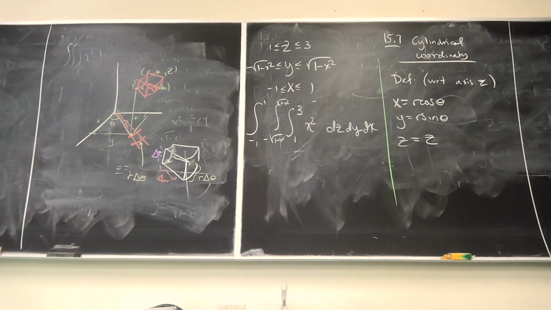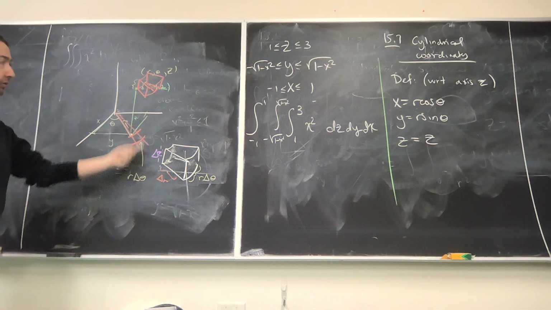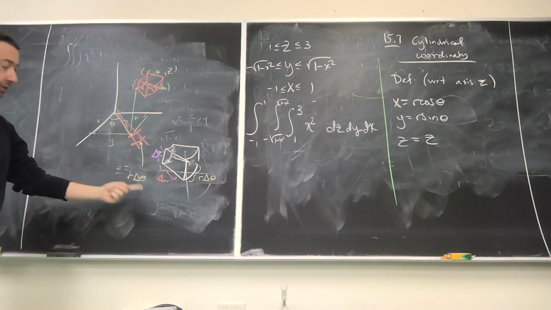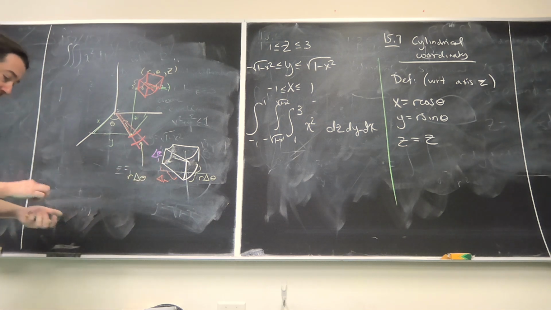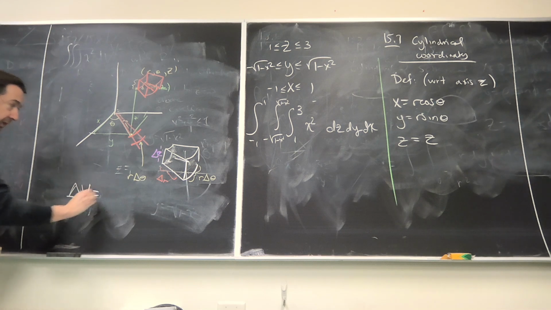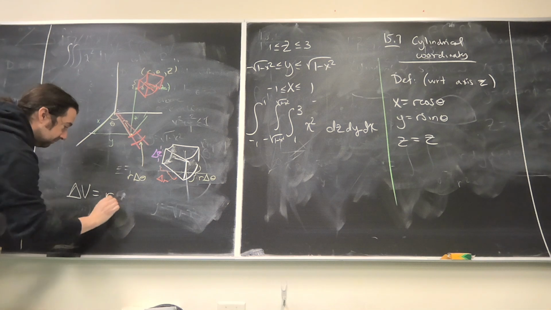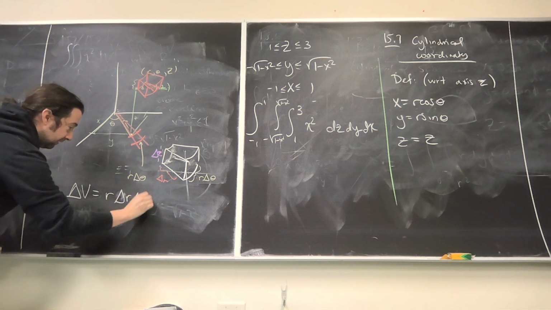So that little tiny piece of R3 that I've built, if I chop up all of R3 into these little bits, should tell you that a little tiny bit of volume in this coordinate system, delta V, should be equal to r delta r delta theta delta z.